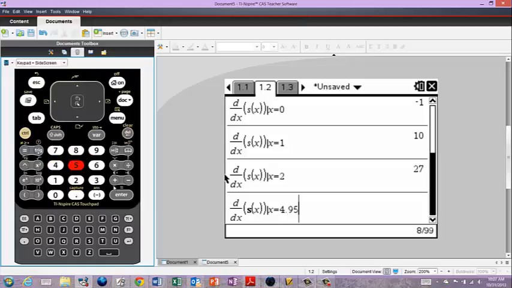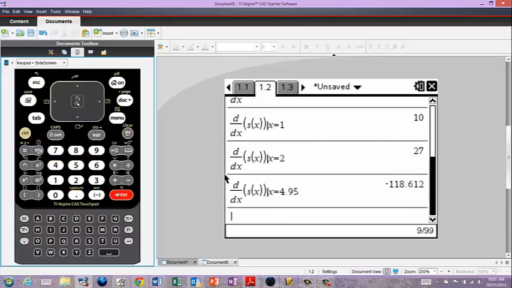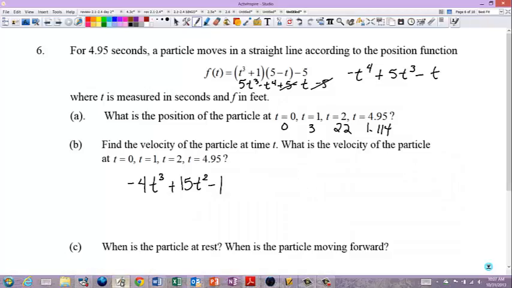Work smarter, not harder. There's no sense in having to type all that in over and over again, because you just don't have time to do that. That's negative 1, 10, 27, and negative 118.612. When is the particle at rest?